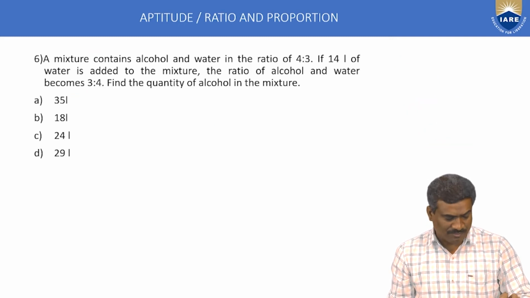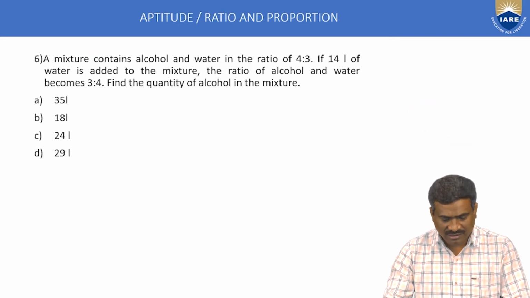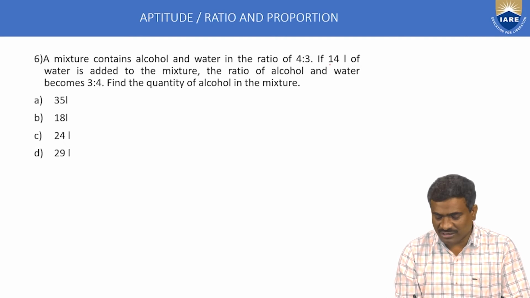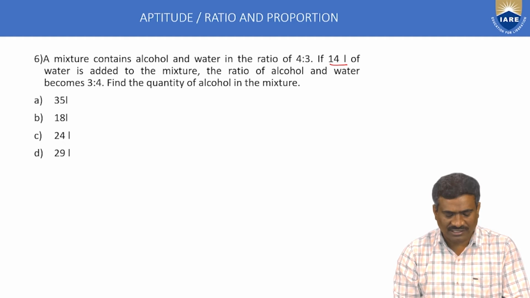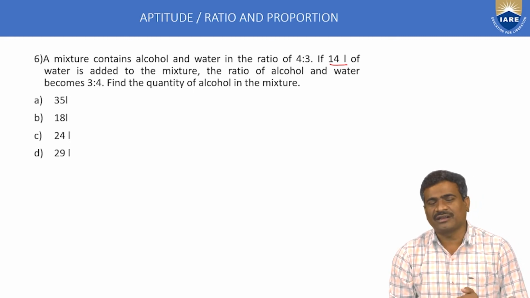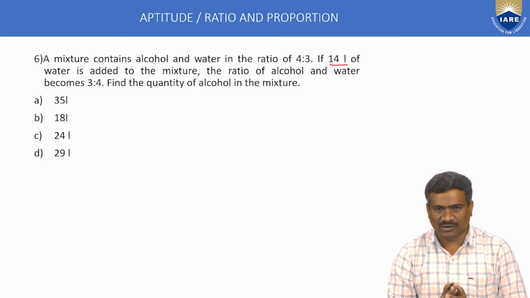Next, example number 6. A mixture contains alcohol and water in the ratio 4:3. If 14 liters of water is added to the mixture, the ratio of alcohol and water becomes 3:4. Find the quantity of alcohol in the mixture. A 35 liters, B 18 liters, C 24 liters, D 29 liters. L indicates quantity in terms of liters only.